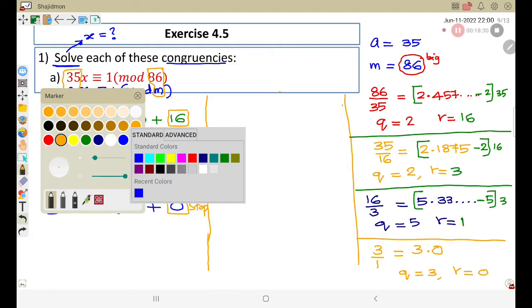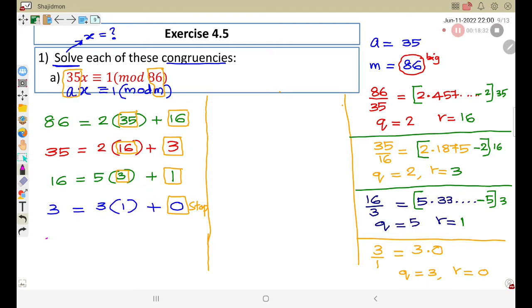Now we are writing what is the GCD of the numbers A and M. A means 35, M number means 86. So we got the last non-zero remainder. What is the last non-zero remainder? It is 1, this number, correct? 0 we cannot take, just before 0, what is the remainder? Remainder is 1. So last non-zero remainder is 1. So GCD is 1. GCD 1 means solution exists.